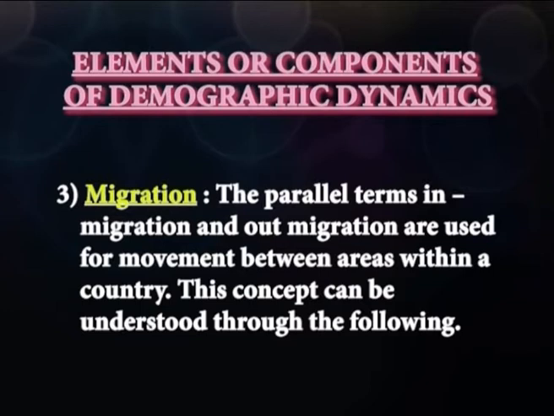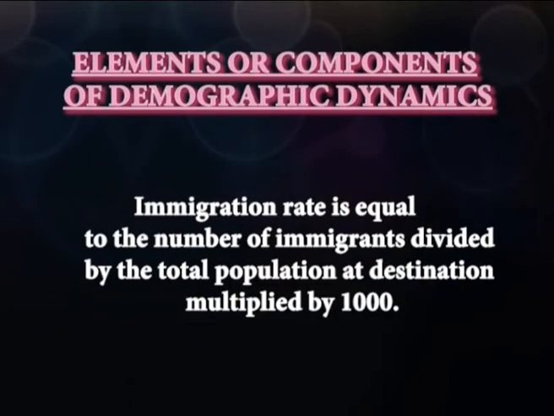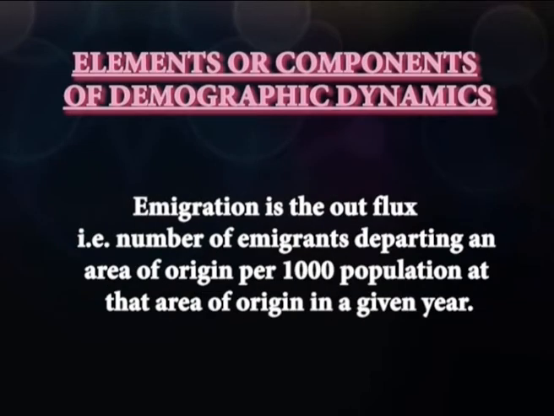This concept can be understood through the following. Immigration means influx of population, and immigration rate is the number of immigrants arriving at a destination per 1,000 population in a given year. Immigration rate is equal to number of immigrants divided by total population at destination multiplied by 1,000. Emigration is the outflux, that is, number of emigrants departing an area of origin per 1,000 population at that area of origin in a given year.